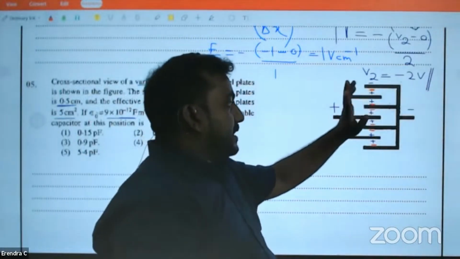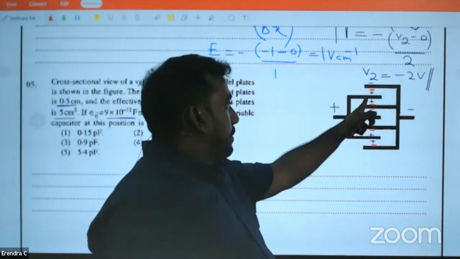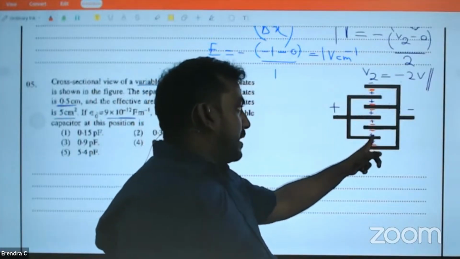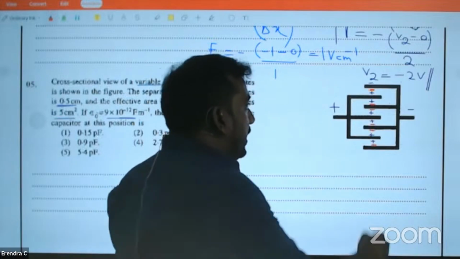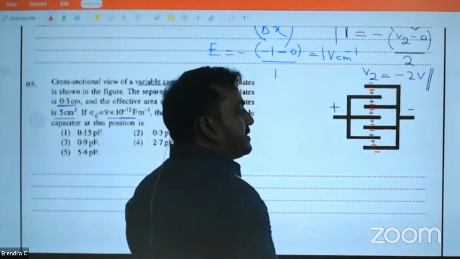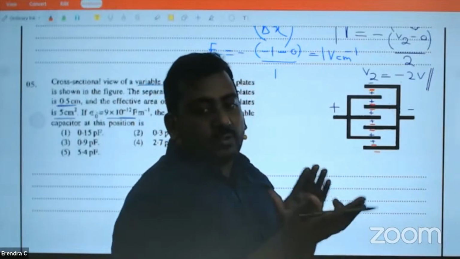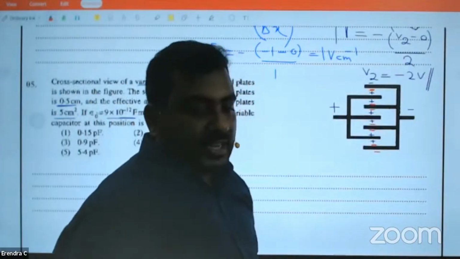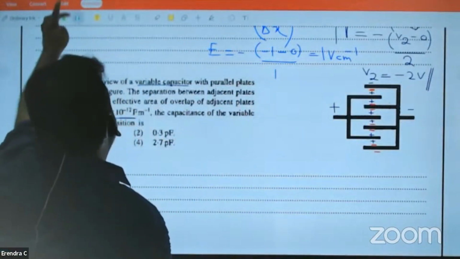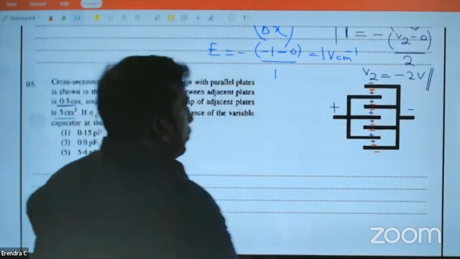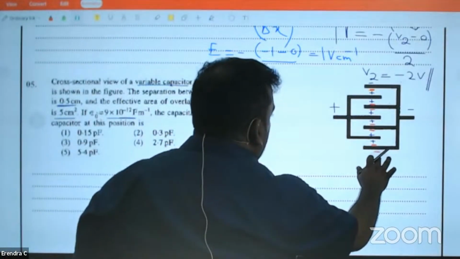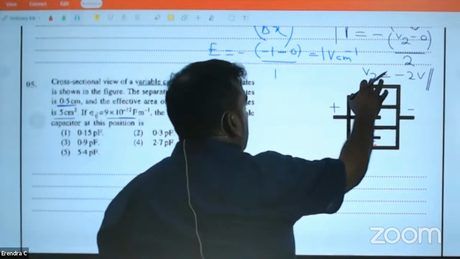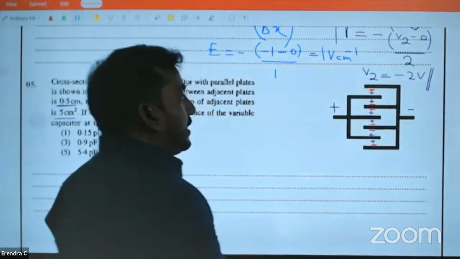So plus and minus, there is an electric field, there is a capacitor. Now you might say, sir, outside also negative is there. Outside negative has no meaning, there's no plus. So we can ignore the outside negatives. Okay? So you put the plus and minus and go.